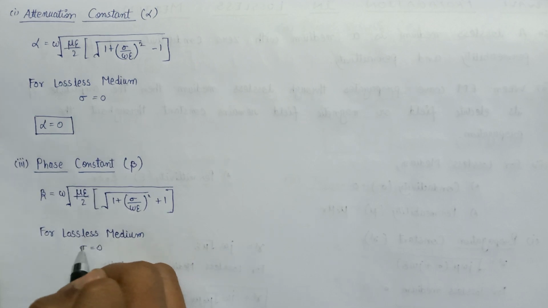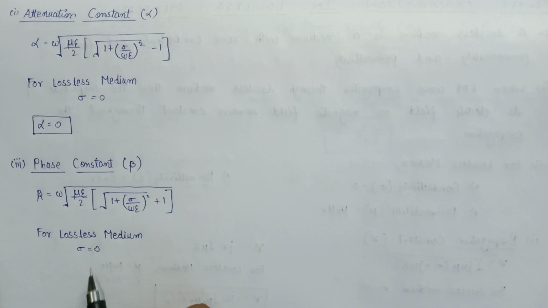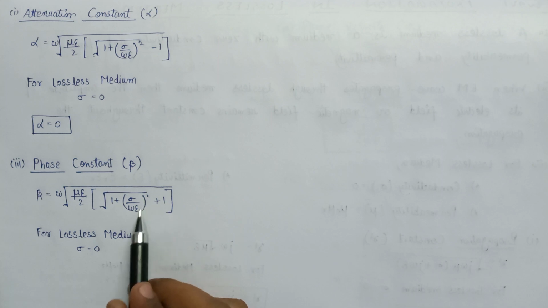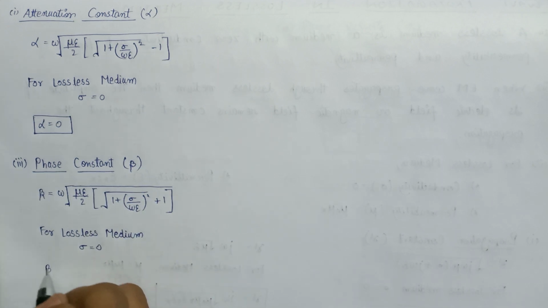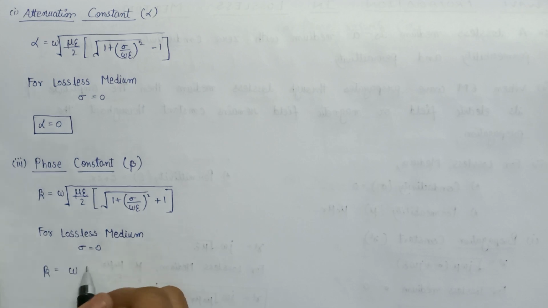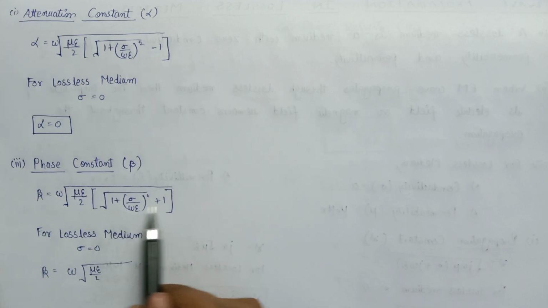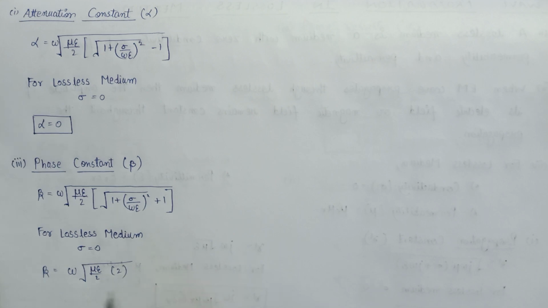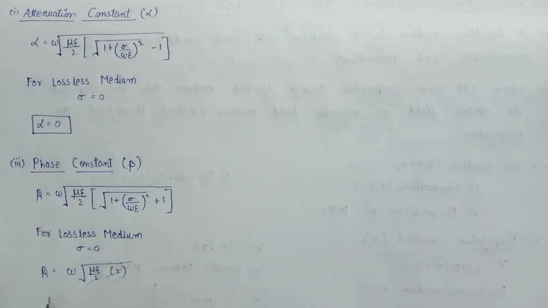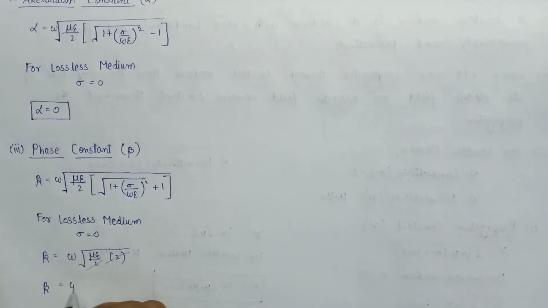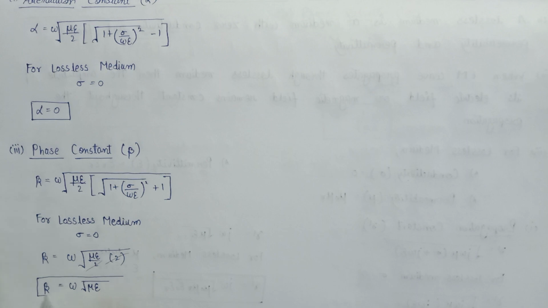Since the value of sigma is always equal to 0 for the lossless medium, on replacing the value of sigma here, we get 1 plus 1, that is 2, in this bracket. And the modified formula for beta will be equal to omega under the root mu epsilon by 2, and in this bracket we get 1 plus 1, that is 2. This 2 will get cancelled out with this 2. So the value of beta will become omega under the root mu epsilon. So this is the expression for the phase constant when the wave is propagating in a lossless medium.